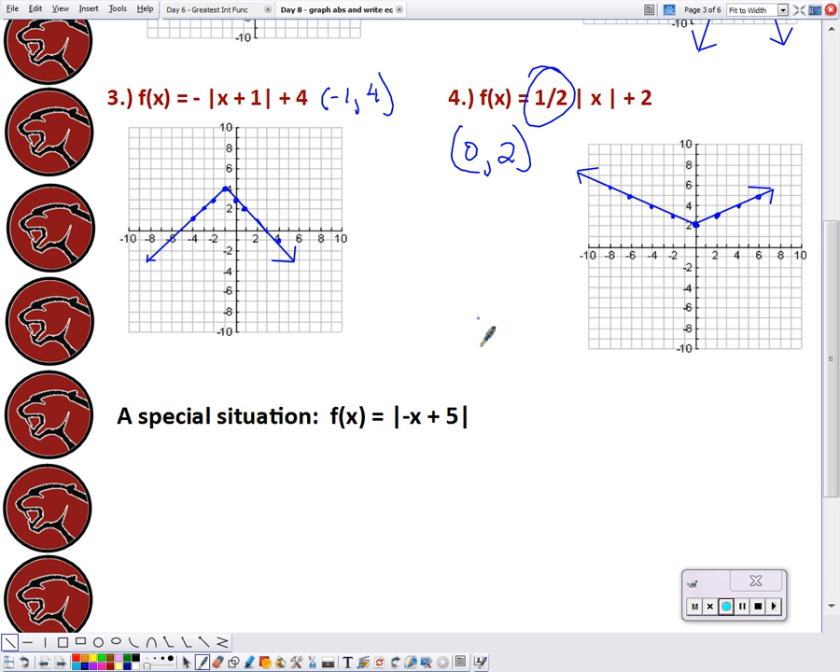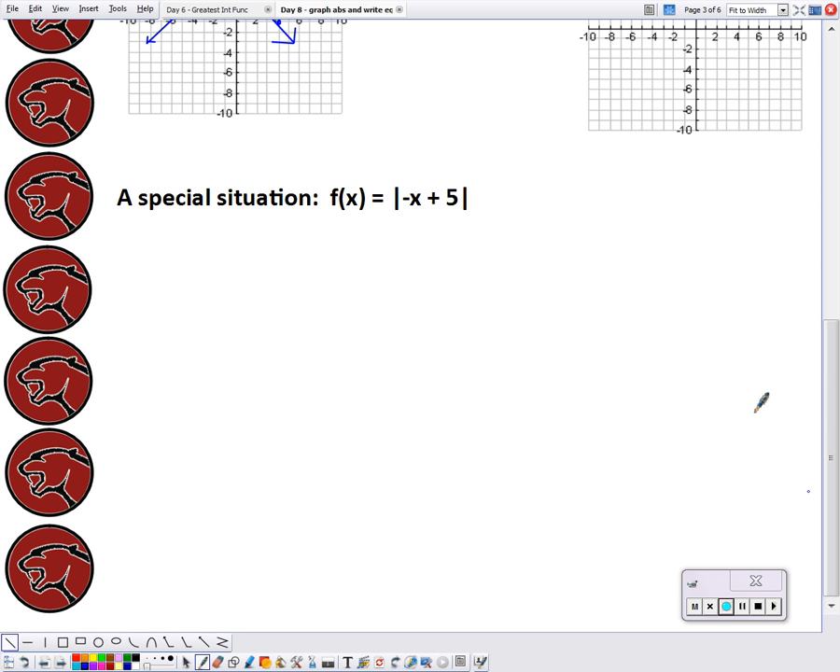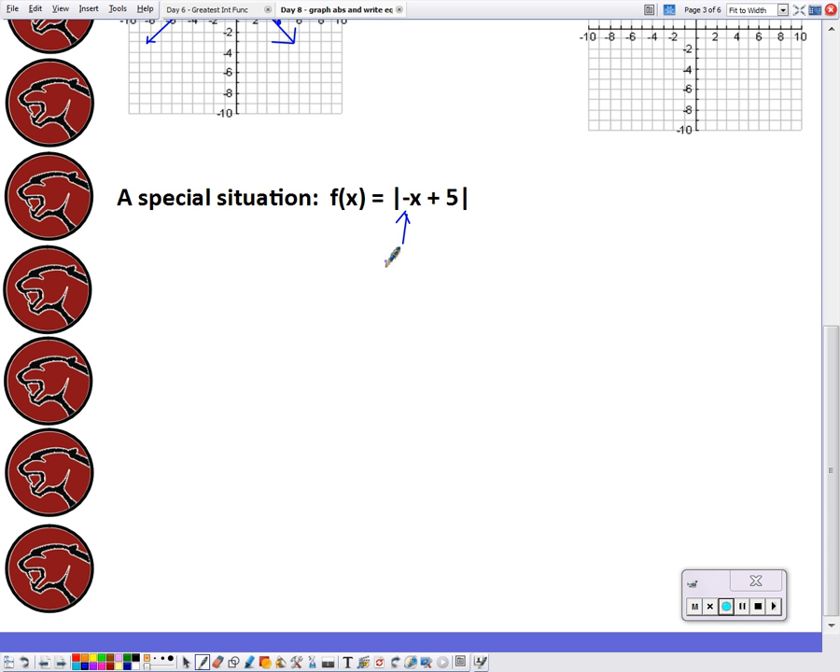So our special situation is f of x equals negative x plus 5. And this negative here is very different. Normally, if we have a negative outside, like if it was out here where the a value is, that would mean it reflects over the x-axis. But because the negative is here, in front of the variable, it's going to be a reflection over the y-axis.